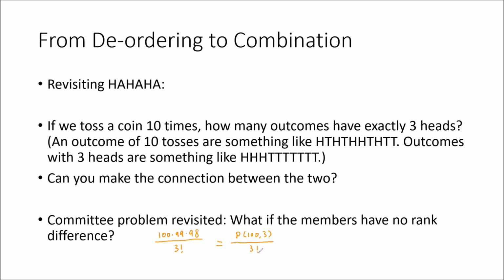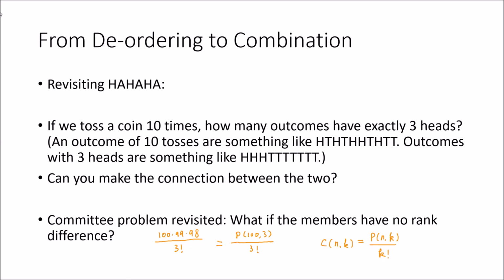So in general, this is true. The combination is a permutation divided by a factorial. In general, the combination C(n, k) is the same as P(n, k) divided by k factorial. All right, so this is one formula for combination. It's the permutation divided by k factorial. And understanding k factorial, what is it? It's like deordering. It's the number of ways of ordering k people.